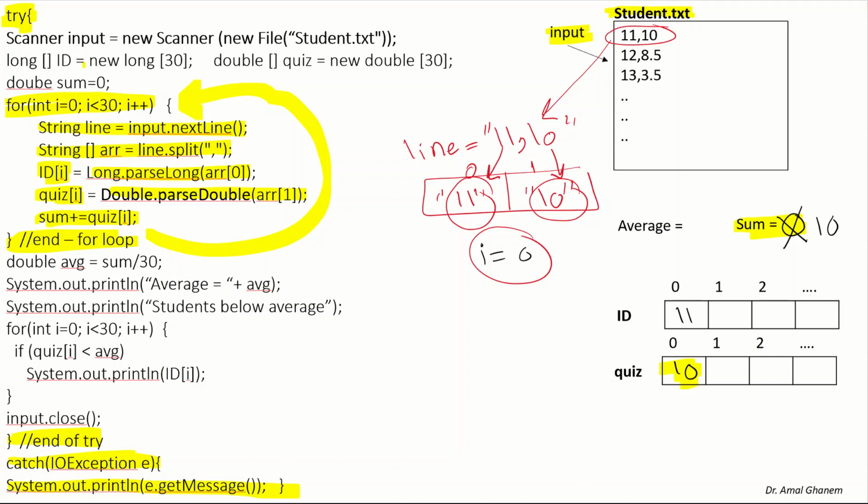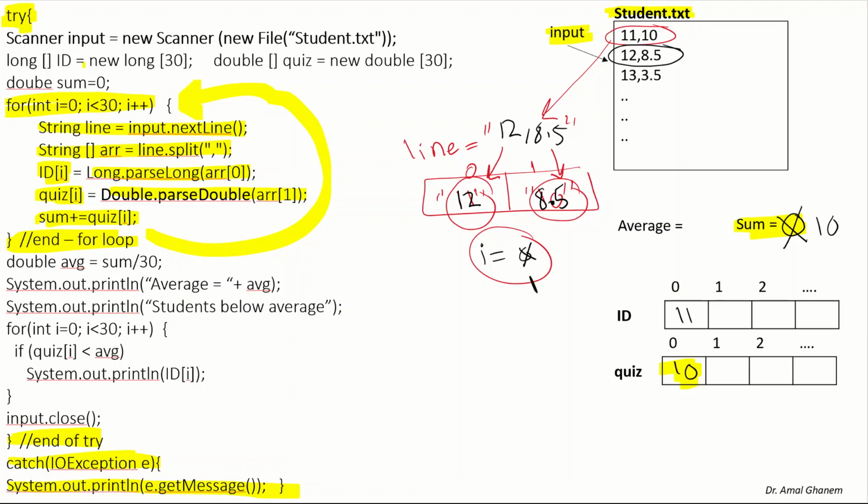So when we do it together, it means now I will take the second one, which is 12 and 8.5. So here the line will have the following value: 12 and 8.5. Then break it into an array. So I will have 12 at location 0, and 8.5, which is the quiz, at location 1. And then I will go to index i. Because we went to a new iteration, the value of i is now 1.